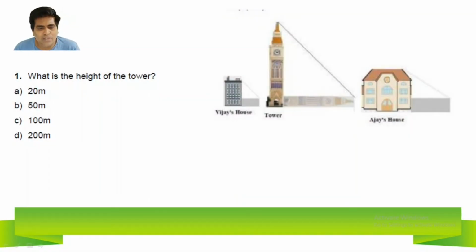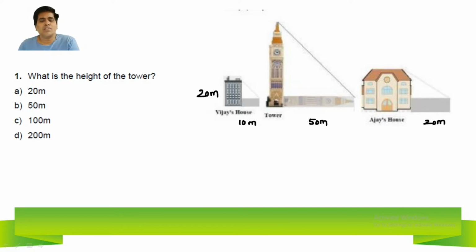What is the height of the tower? Now, clearly from the case study, we know that the height of Vijay's house is 20 meters and the shadow is 10 meters. Here the tower's shadow is 50 meters and Ajay's shadow of the house is 20 meters. So this is the information he has given in the case study.